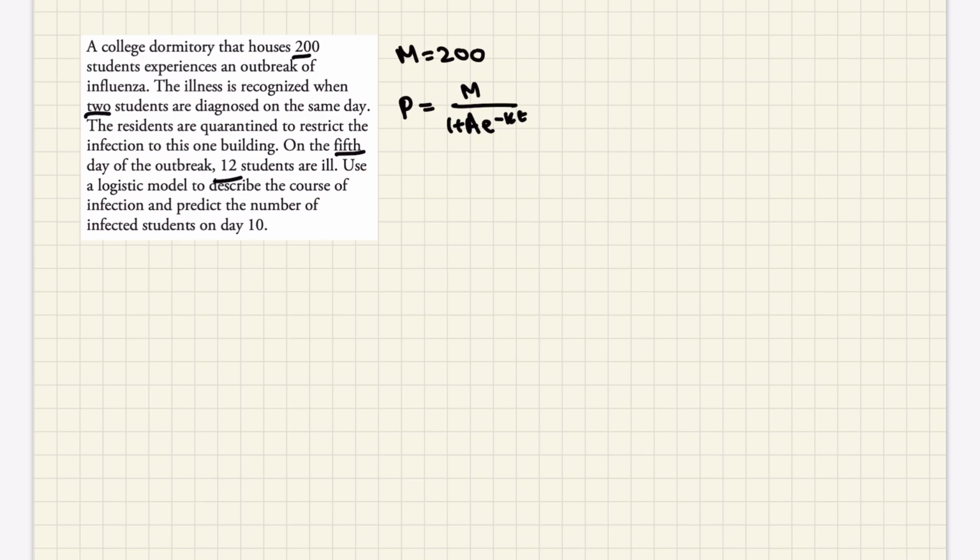Now, also, you may notice I switched the 1 and Ae to the power of negative kt. You can do it either way. This is just a more common way. I just did it that way while deriving.